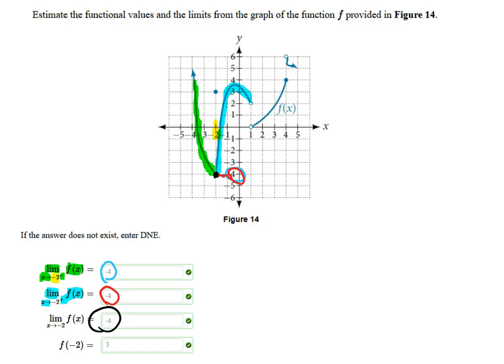However, when they ask you to actually calculate f of -2, you're looking for the point on the graph that has an x-coordinate of -2. That is this point right here. That is directly above -2, and it is directly across from 3, and you can see I did type in 3 there. And those are your answers.